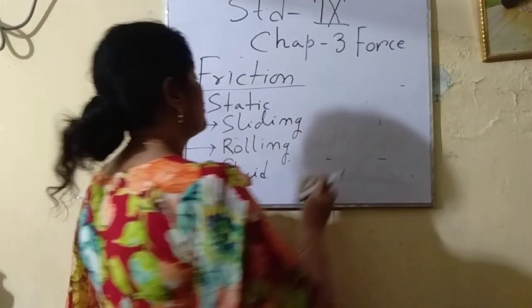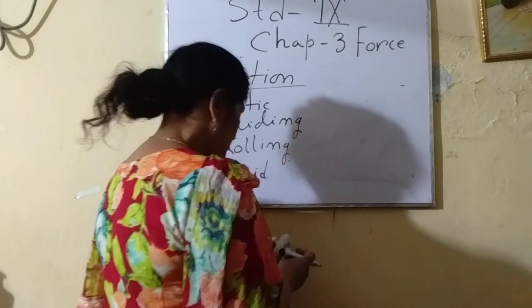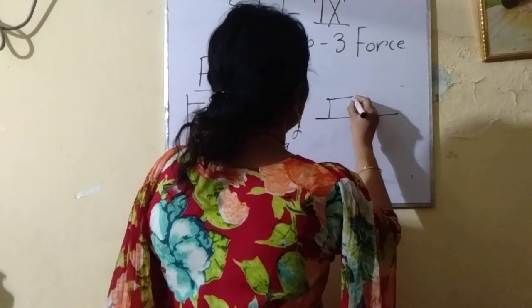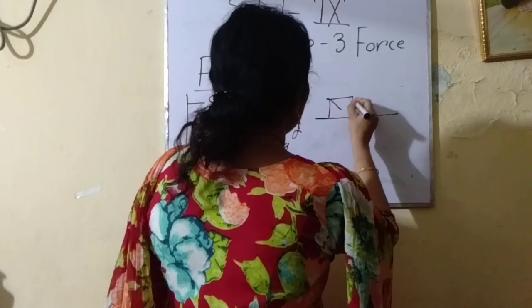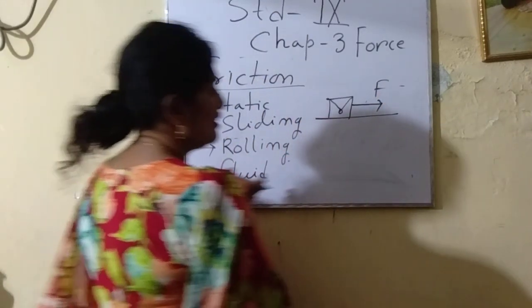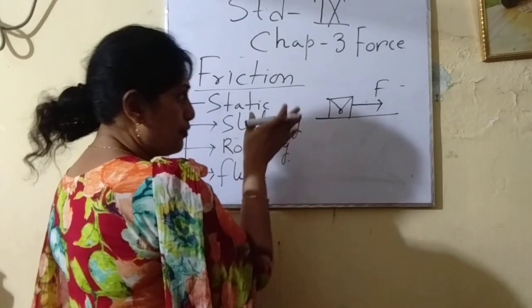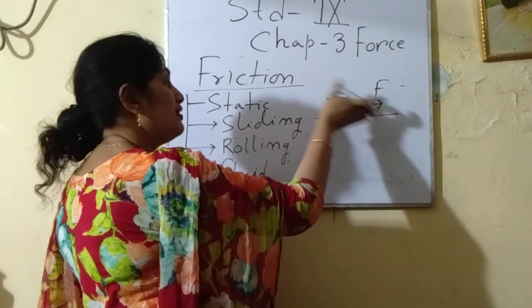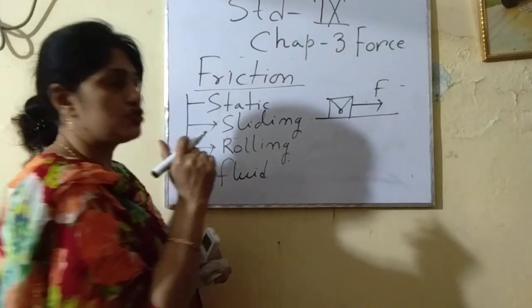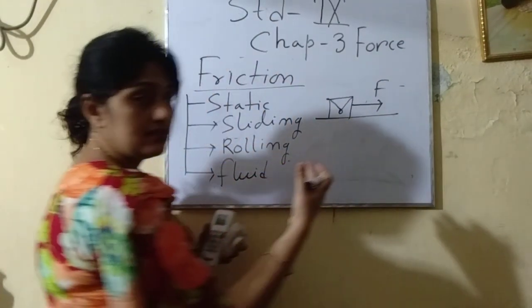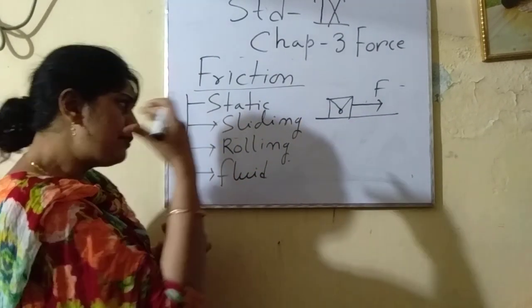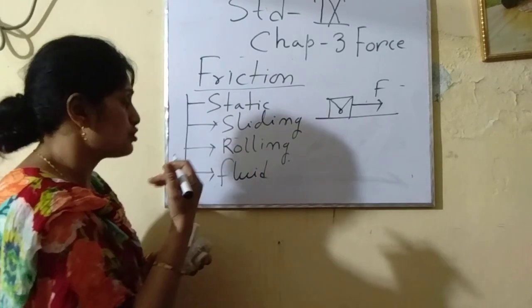Sliding friction. Sliding friction means if any box is pulled by applying a force on the floor, and as a result the box moves on the floor, then that type of friction is called sliding friction. When we slide on a slippery road, that is also sliding friction. Many examples of this type you can find in your textbook also.